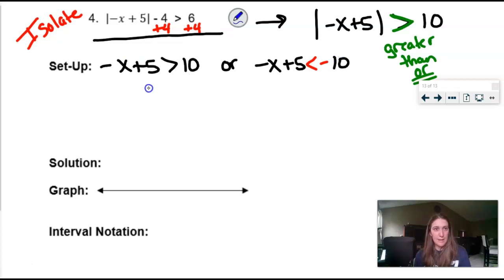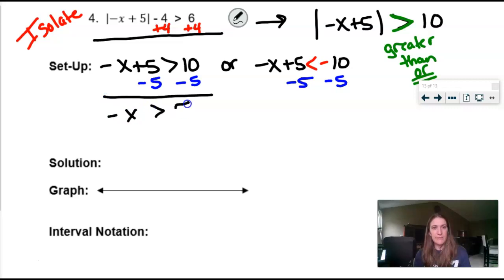All right, now it's time for solving. We're going to subtract 5 from both sides, and actually both inequalities. Kind of nice. So -x is greater than 5, or -x is less than -15.